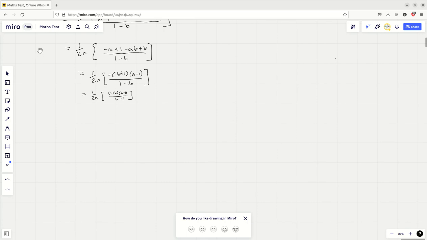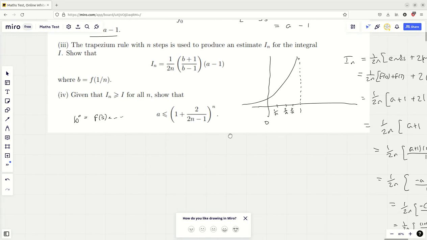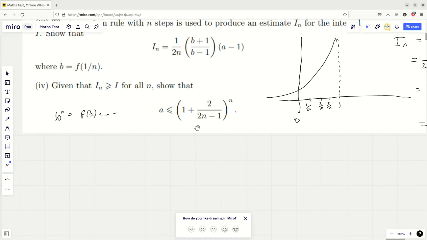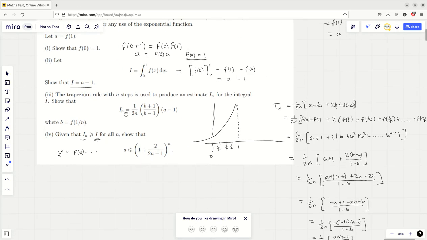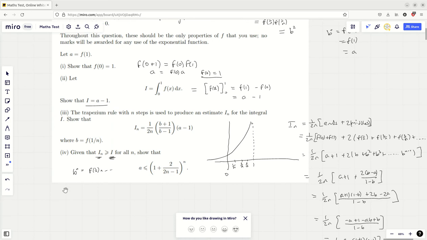The next bit is not that bad at all, really. I don't think it's too bad. Let's see. So we've got in, and we've got I. Let's go back to what they are. So there's in, and there's I is just a minus 1. So let's just start from that principle. Let's write it the other way around. 1 over 2n, b plus 1, b minus 1, a minus 1. That has got to be greater than or equal to a minus 1.